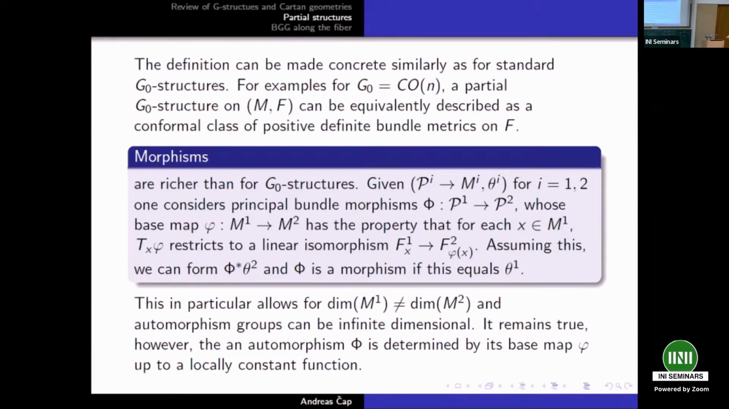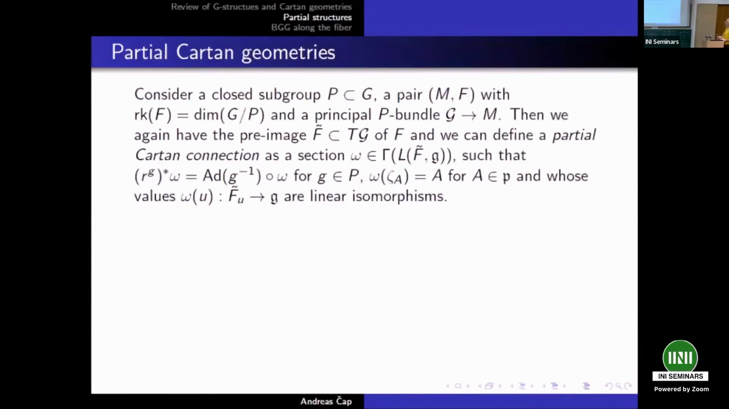What remains true, however, is that this description on the level of the principal bundle is purely technical. Actually, you would like the morphism to be something defined on the manifolds. And this cannot be completely true in general, as you see for spin structures. But it remains true here that the automorphism phi, it's even a morphism, not only an automorphism, is uniquely determined by its base map up to a locally constant function. So the freedom in lifting base maps to morphisms is still very small. And again, where this locally constant function has its values is determined by group theory. So it's something that you know in advance. It's still everything is determined by its base map up to a discrete freedom.